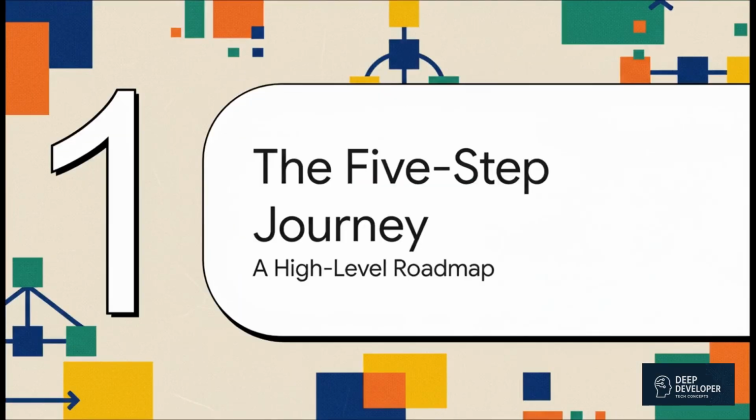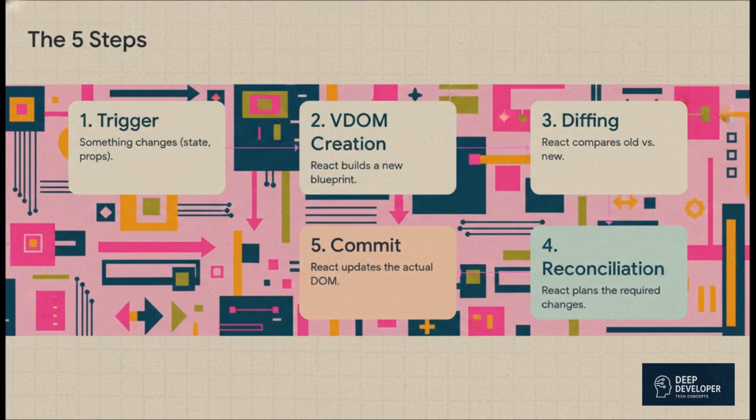Okay, so let's get that high-level roadmap in our heads first. Because here's the thing. Every single time you update state or props in React, it kicks off this exact same 5-step journey. Every single time. Here they are. First, there's a trigger, like you changing the state. Second, React creates a brand new virtual DOM. Third, it does something called diffing to see what's changed. Fourth is reconciliation, which is basically planning the updates. And finally, the commit phase, where it actually writes those changes to the real browser DOM.